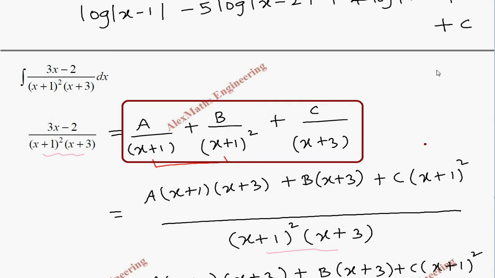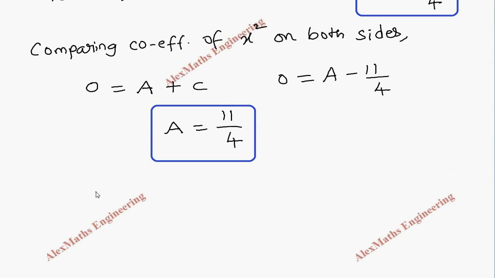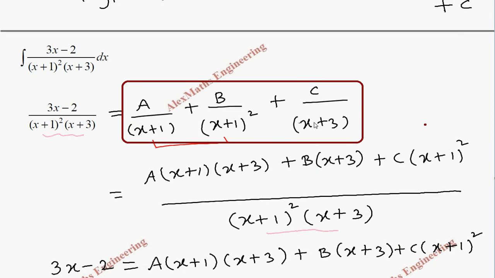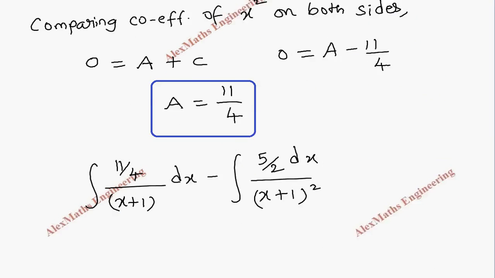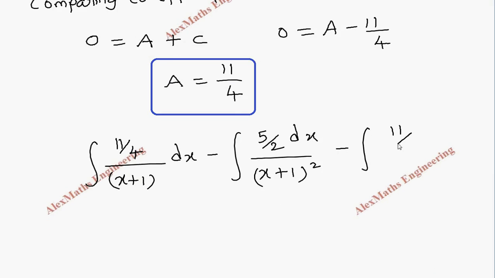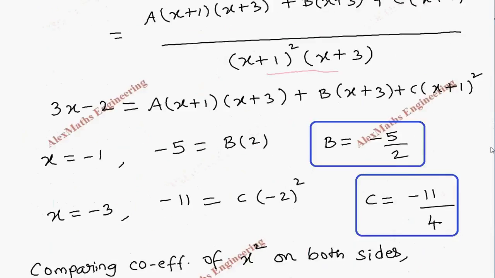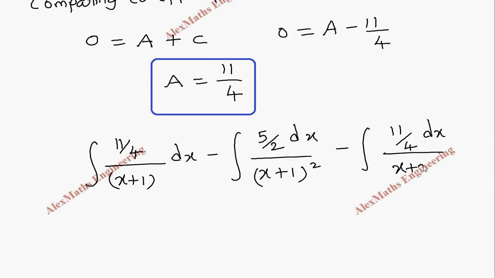So a by x plus 1. Let us take the a value: integral 11 by 4 by x plus 1 dx. Then b is minus 5 by 2. So minus 5 by 2 by x plus 1 whole square is the second term. So I have taken the minus sign outside: 5 by 2 dx by x plus 1 whole square. Then c value, here it is minus 11 by 4. So minus integral 11 by 4 dx by the other factor, x plus 3.